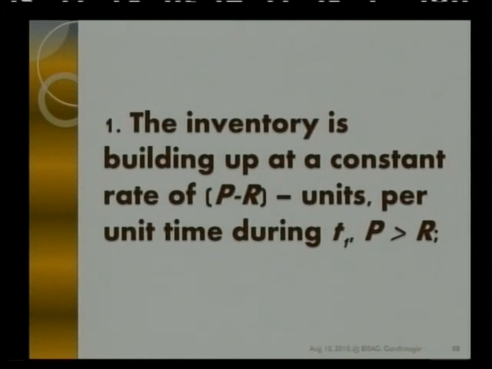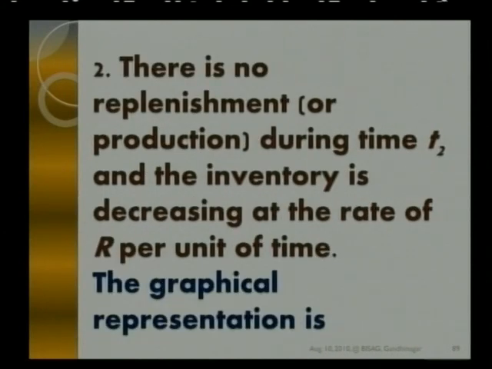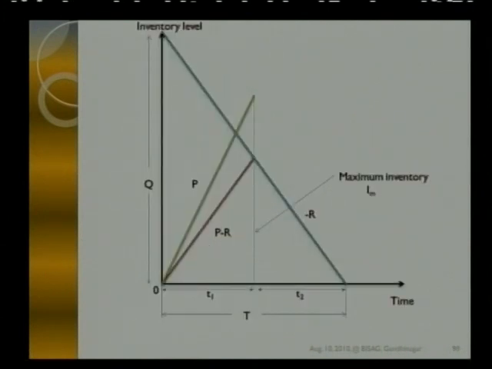The inventory is building up at a constant rate of P minus R units per unit time during T1, where P has to be greater than R, because otherwise you will have a question of shortages, and the first model says that we are not working with shortages. There is no replenishment or production during time T2, and the inventory is decreasing at the rate of R per unit of time. So it looks like initially, suppose you don't have production to be finite, then it's like what we had in the first model, where you are working with Q units.